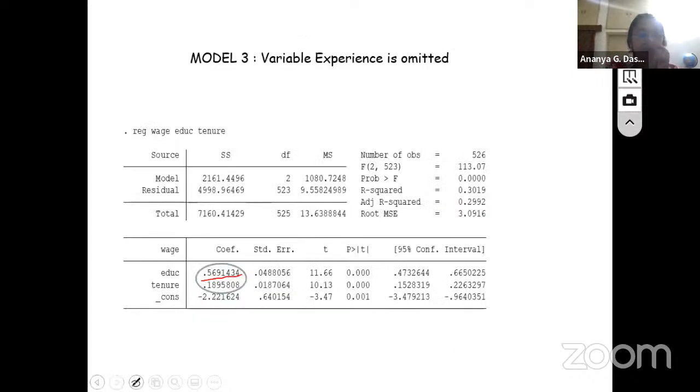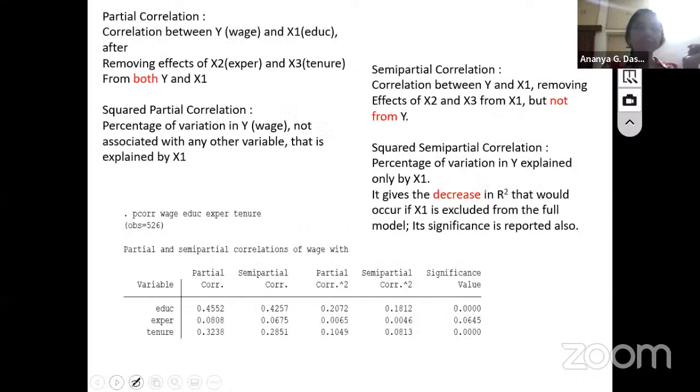Okay, so now there's one other useful thing which I wanted to flag. If there are no questions on omitted variables bias, then let me pass on and talk about this other useful thing that you can use whenever you're using a multiple regression model. These are called partial and semi-partial correlations. So what are these partial and semi-partial correlations?